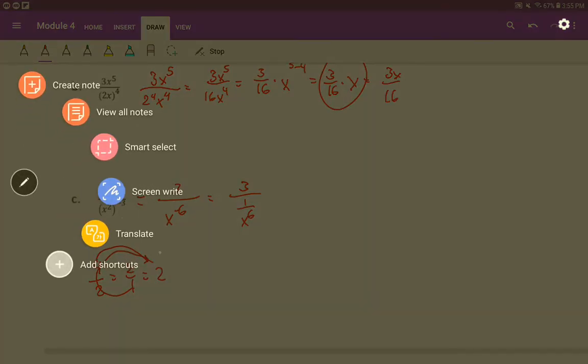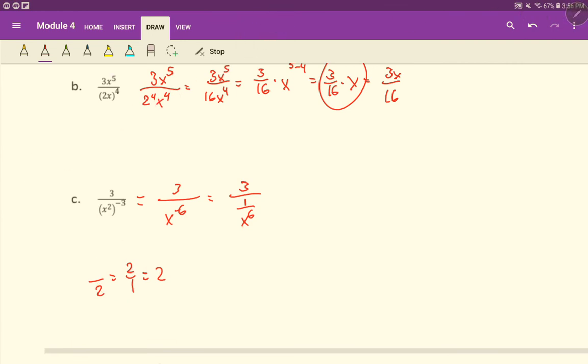Well, in a similar sense, this is also division here. We're doing 3 divided by 1 over x to the 6th. Division can always be rewritten as multiplication. So dividing by 1 over x to the 6th is the same as multiplying by the reciprocal, x to the 6th over 1. Or in other words, 3 times x to the 6th. And there's our answer. Okay?